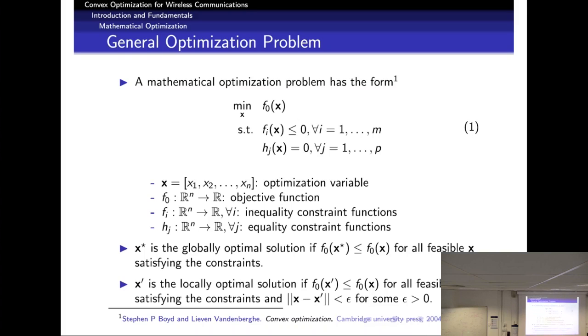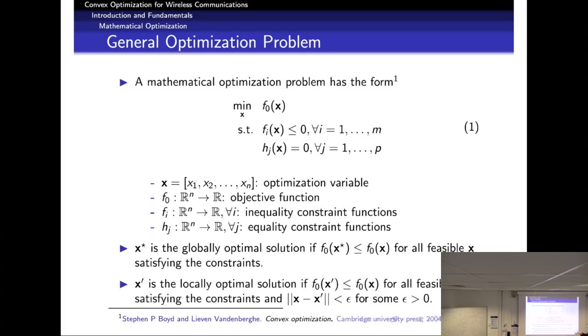There are two types of constraints here: an inequality constraint and an equality constraint. The dimension of x here, I will denote by n. And you can have m inequality constraints and p equality constraints.